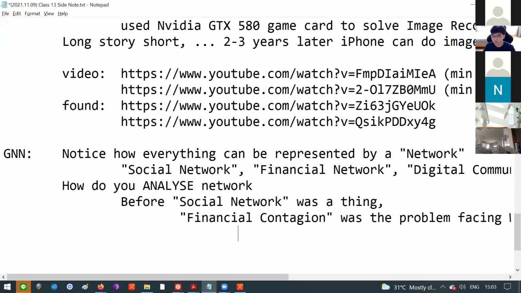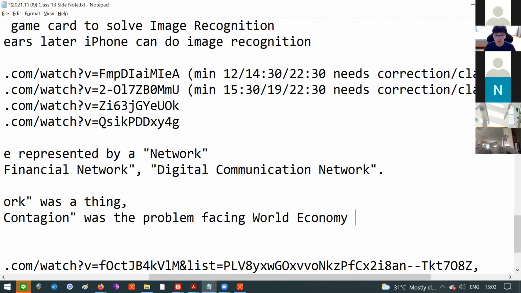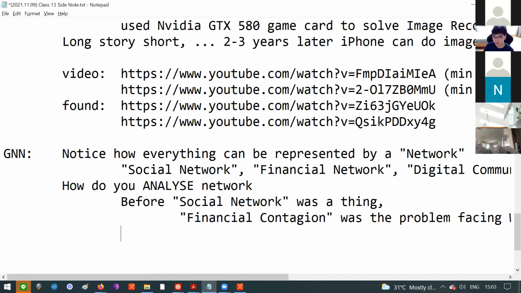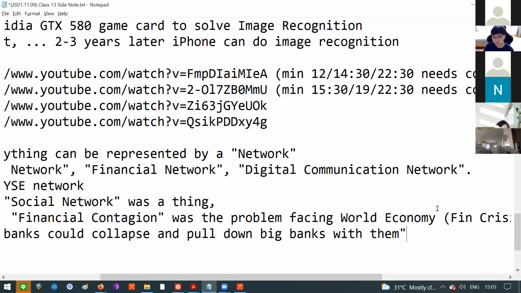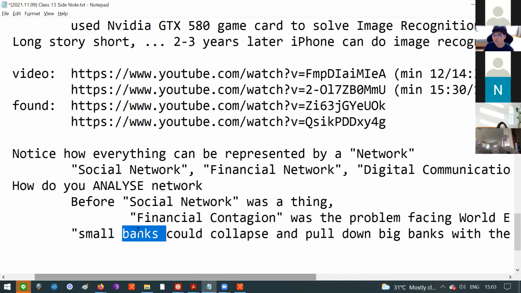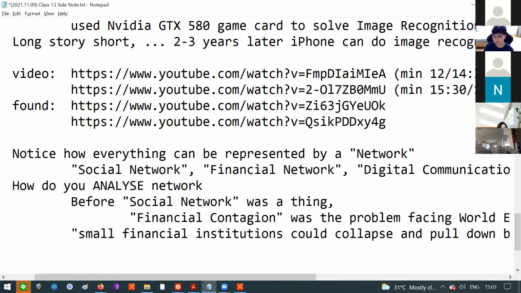You guys don't remember this, but this is the financial crisis, 2006 to 2008. Okay? So this means a small bank could collapse and pull down big banks with them. It's not just banks, but a small financial institution could collapse and pull down others.